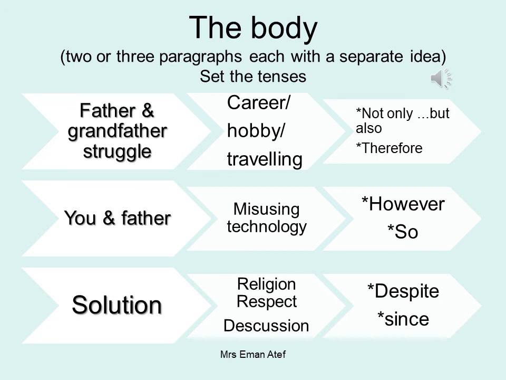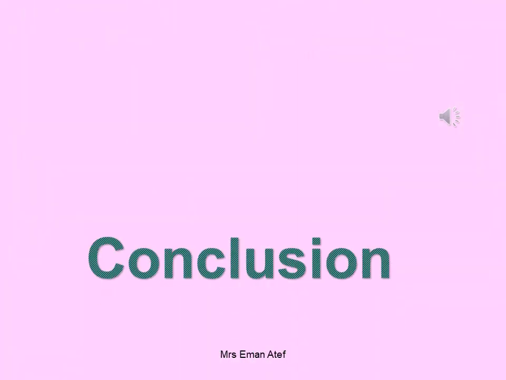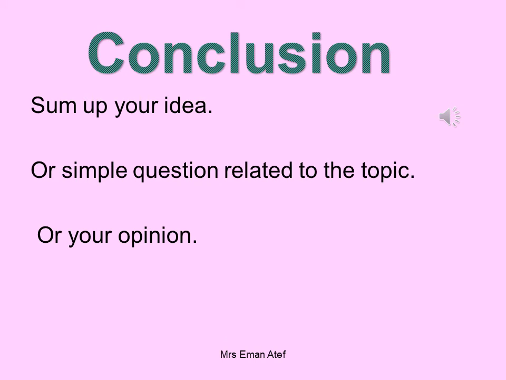So this is how to write the body. Conclusion. In the conclusion, you sum up your ideas, and you end it with a sentence, for example, like everything is influenced by the change of time and age, and write that the generation struggle is between the children and their parents, and you write your opinion about it. It can be solved. It is not a fatal problem, but it can be solved with discussion.